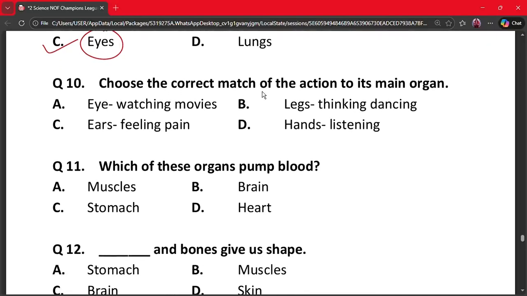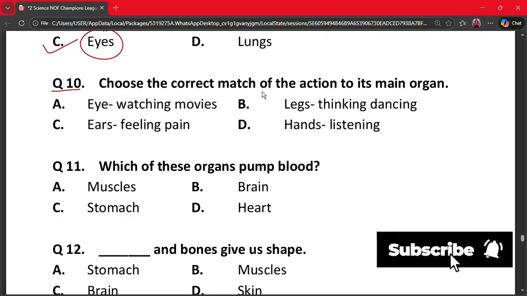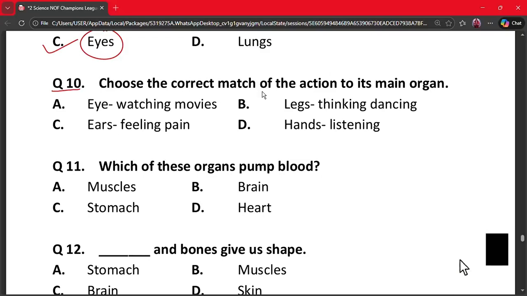Our next question is question number 10. Choose the correct match of the action to its main organ. A. Eye for watching movies. B. Legs thinking, dancing. C. Ears feeling pain. And D. Hands listening. The correct match is option A, which is eye for watching movies.